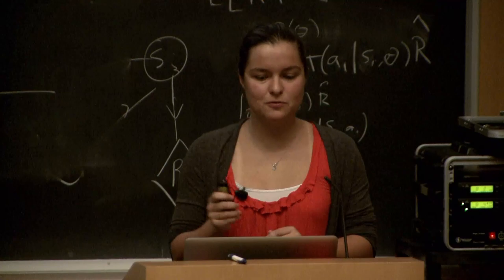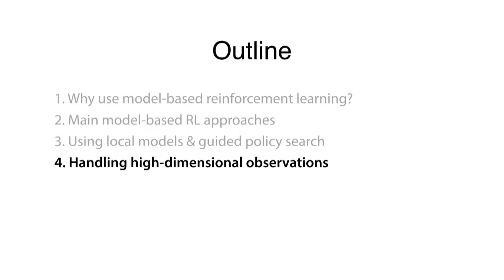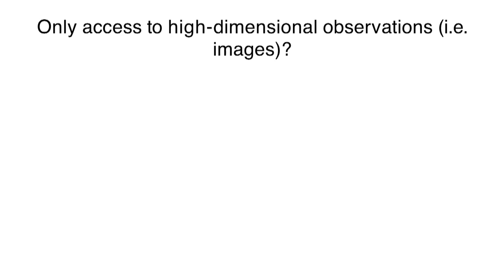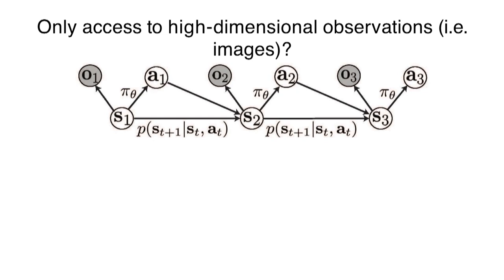Okay, I want to move on so I can get to the end. The last thing I want to talk about is handling high-dimensional observations. I talked about this a little bit before with guided policy search results, but what if we only have access to high-dimensional observations during training? Here's a diagram. Typically, in a lot of the reinforcement learning approaches we've seen so far, we assume that we can access the low-dimensional state S. Instead, what if you could only observe the O's here, which are often high-dimensional and don't give you all the information that is contained in the state?